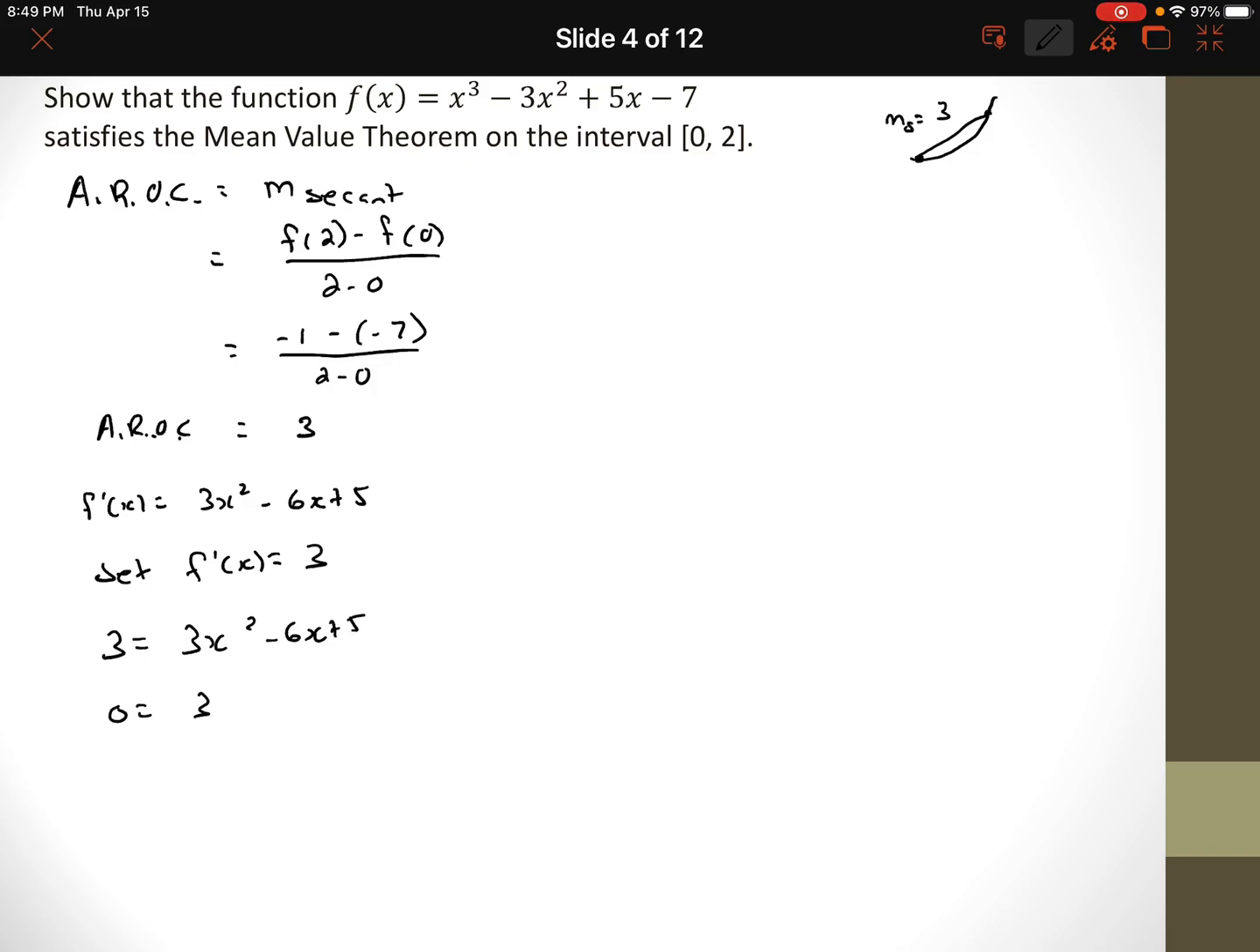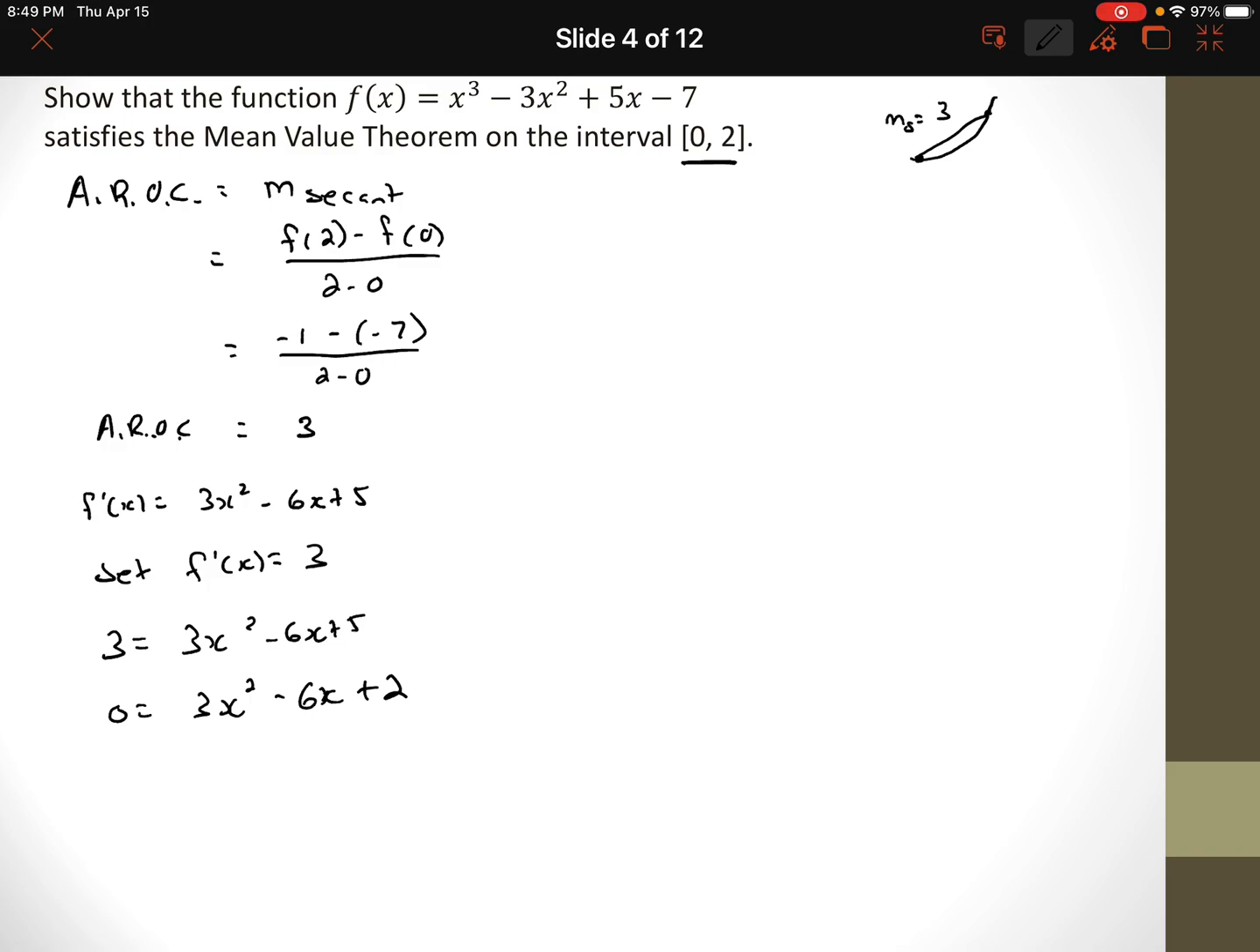And so I get 0 equals 3x squared minus 6x plus 2. And so I'm going to solve this quadratic, and I can see it doesn't factor, so I'm going to have to use the quadratic formula. But I want to tell you before I do that what's implied by the mean value theorem. The mean value theorem says that I'm going to find x values, and that one of these x values is going to be between 0 and 2. Somewhere it's going to hit the right tangent slope of 3 between 0 and 2.